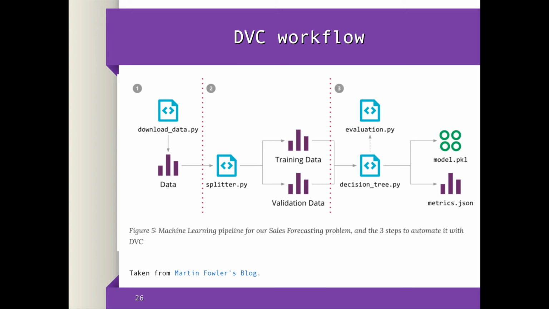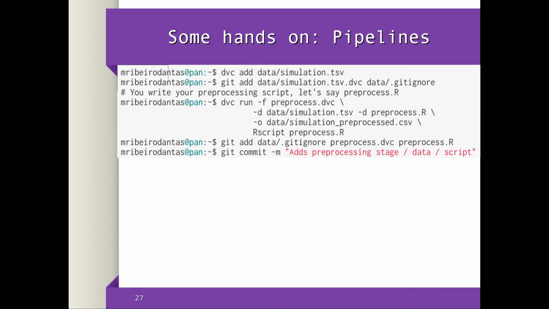Then you're going to start creating stages for your pipelines. So in here, I'm going to create a preprocess stage. I'm going to use DVC run to create this stage. And the most common parameters are the -d for dependencies and the -o for output files. So this stage, what we're going to tell DVC to do is that we're going to have dependencies, which is the data set, the simulation dot CSV, and the preprocess dot R script that is going to do the preprocessing.